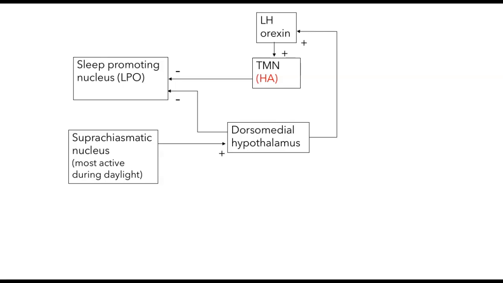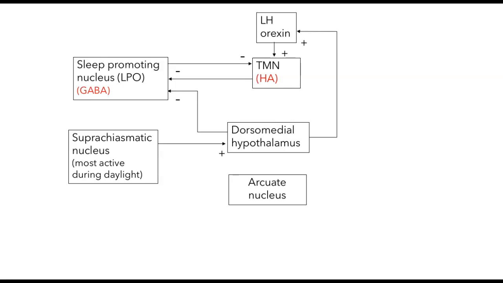Now, although the sleep-promoting nucleus can be inhibited by these functions, it in turn has reciprocal innervations back to the tuberomammillary nucleus where it releases the inhibitory neurotransmitter GABA and shuts this off, so you can't stay up indefinitely. Eventually you'll fall asleep.